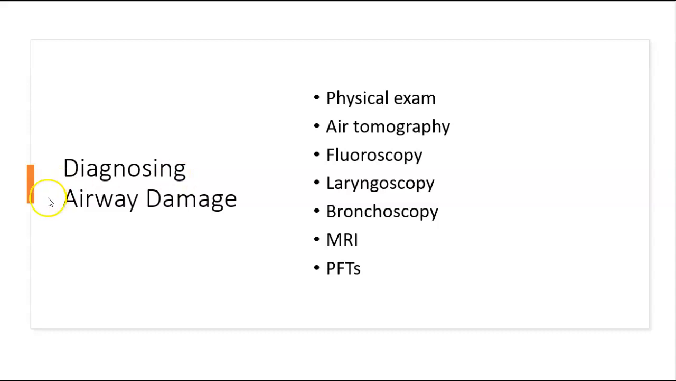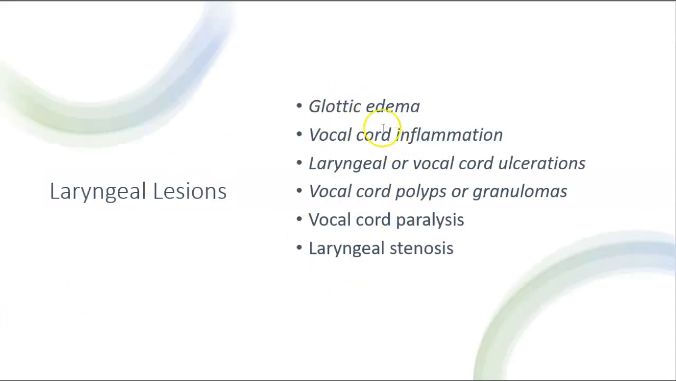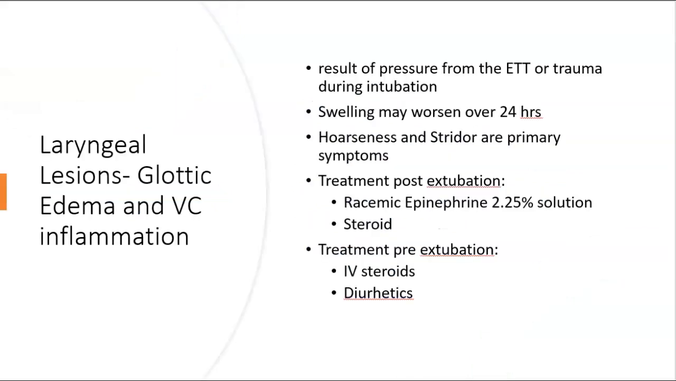Okay, so again, I jumped ahead of myself. These are the diagnosing airway damages. These are the different procedures that you can do. Laryngeal lesions, your glottic edema, vocal cord inflammation. These are all the different things that can happen in your larynx from intubation. So the laryngeal glottic edema, vocal cord inflammation, again, that's going to be the result of pressure from that ET tube or trauma during intubation.